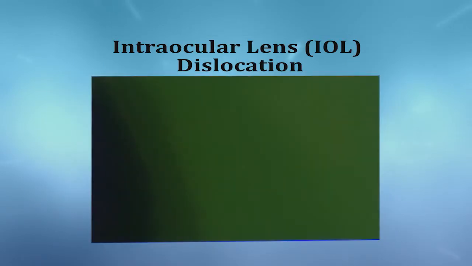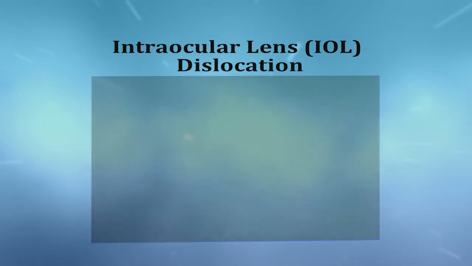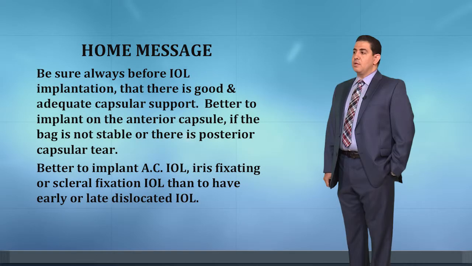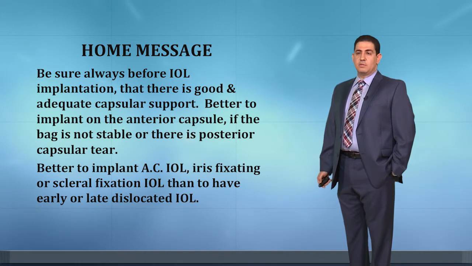The postoperative vision was 20/25. What's the take-home message of this? Always be sure before IOL implantation that there is good and adequate capsular support. It is better to implant on the anterior capsule if the bag is not well supported or there is a tear in the bag than to have a dislocated IOL. Better to implant an anterior chamber IOL, iris fixating or scleral fixation IOL, than to have an early or late dislocated IOL.